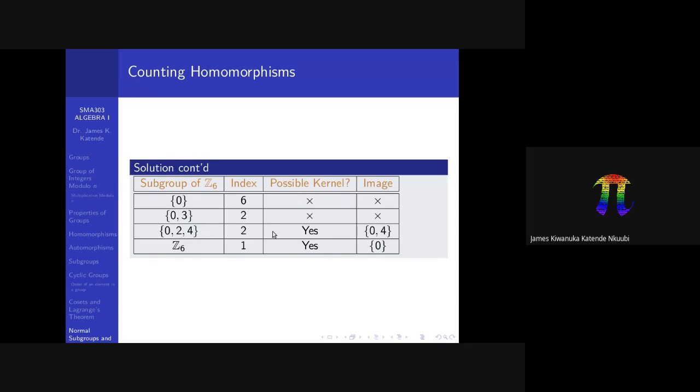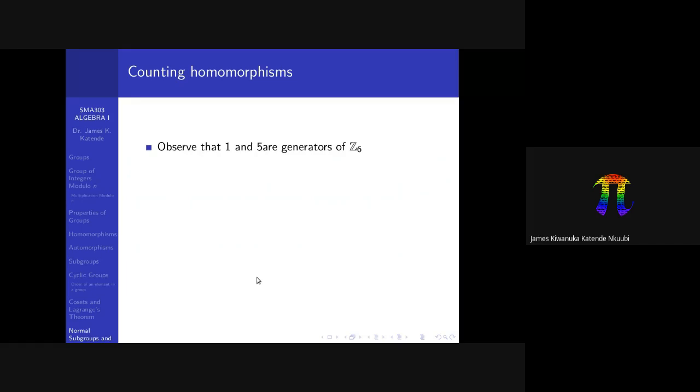The one that may pose some challenges here is this one where the kernel is not the whole group Z6. So we shall see how to construct that. Now we observe that Z6 is generated by 1 and 5. Any of these two will generate it. Now, a homomorphism will always map the generator of a cyclic group to the generators of the image. So you need to prove this. I've left that as some work for you.